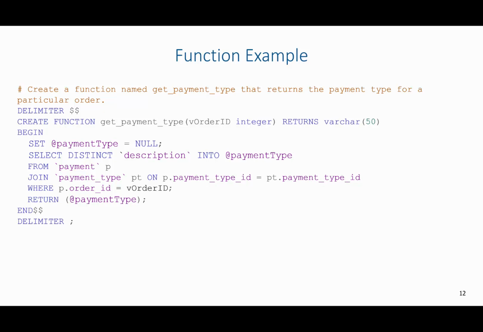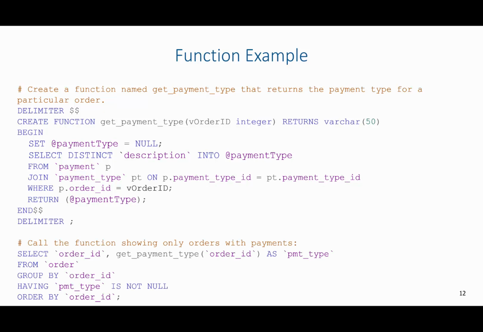We're going to join payment to payment type on payment type ID, and then we're going to look for only the order that has been passed in by saying where the order ID equals the variable order ID that's been passed in. And then finally, we're going to return the @paymentType, which is the variable we've created and stored the payment description inside of.